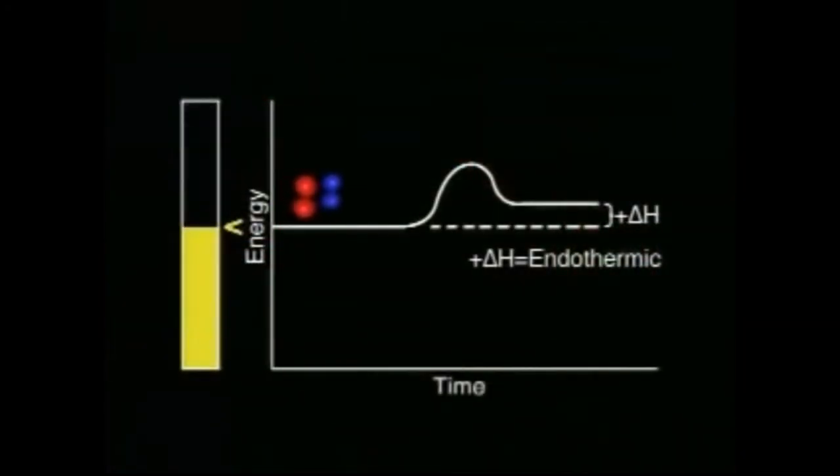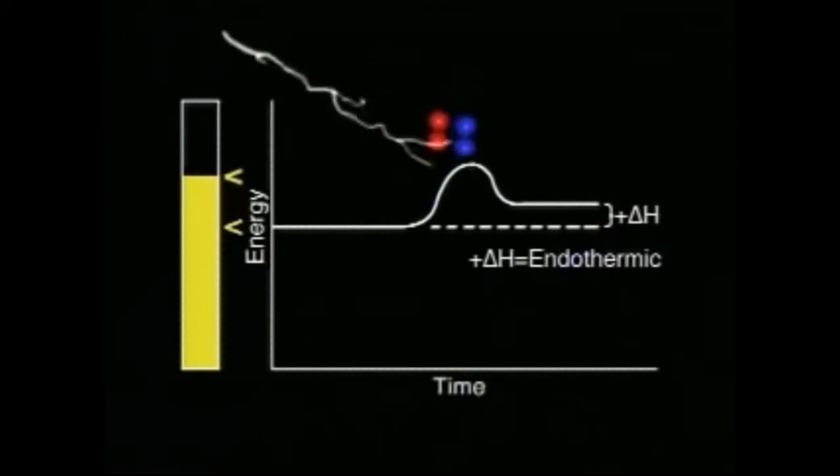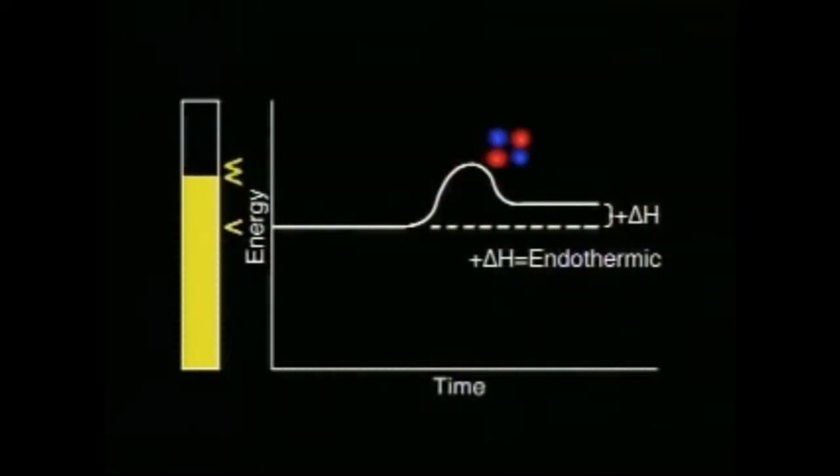In the air, nitrogen and oxygen are continually colliding, but lack sufficient energy to react. Heat from lightning supplies the activation energy to break bonds, and new bonds form in an endothermic reaction that absorbs energy.